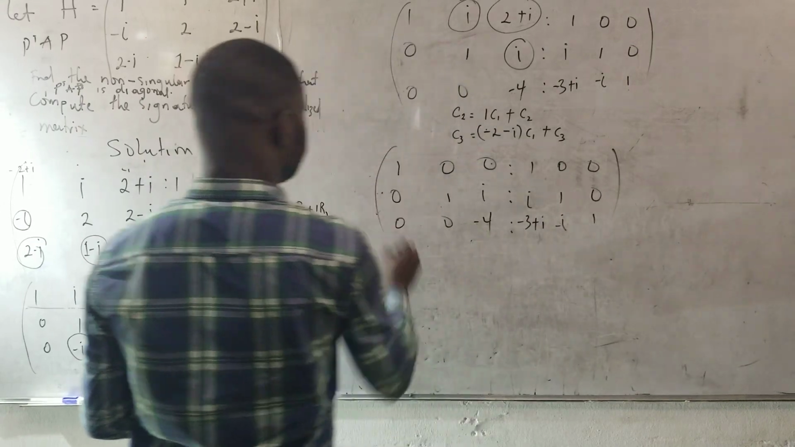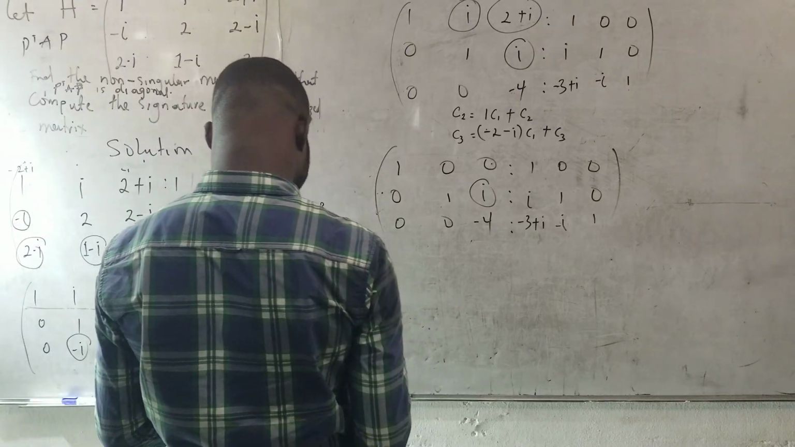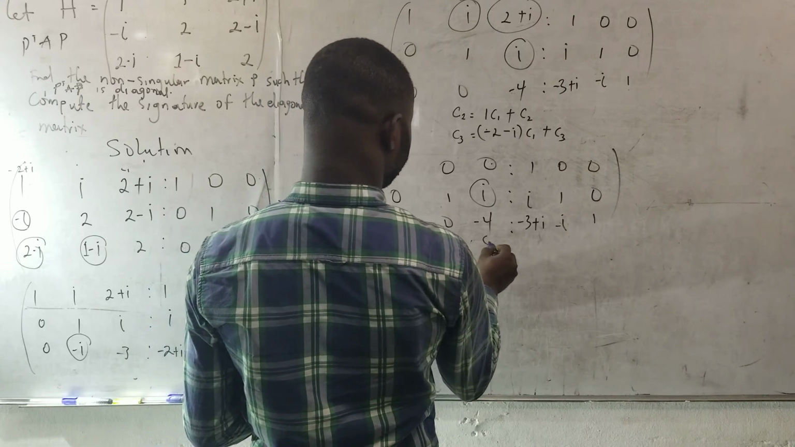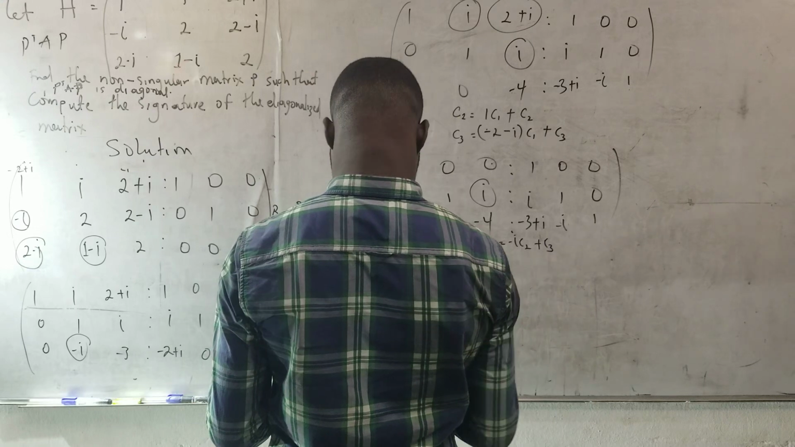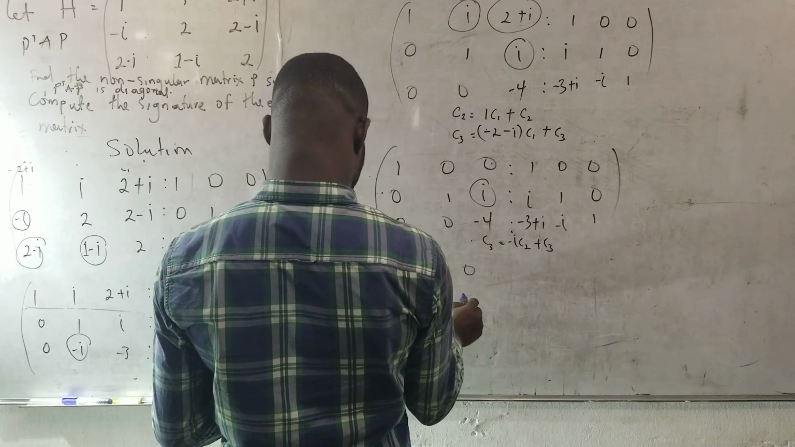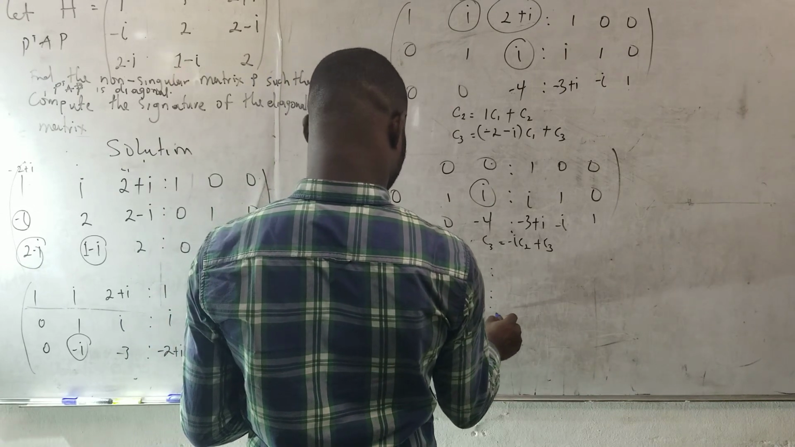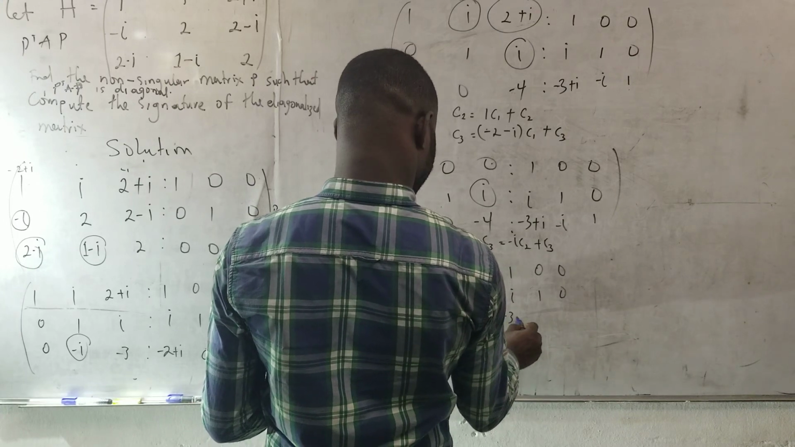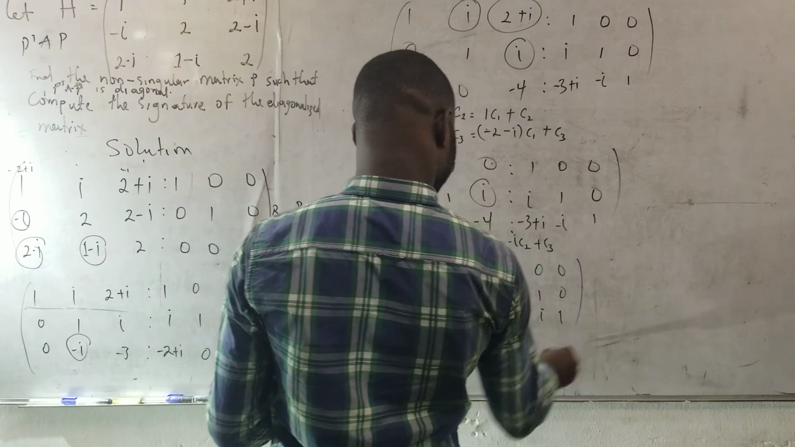Now from this part, I want to turn this to 0. If I want to turn that to 0, it means I'll say my column 3 will be equal to i column 2 plus column 3, which will be equal to 1 0 0, 0 1 0, 0 0 minus 4, and the other matrix will be 1 0 0, i 1 0, minus 3 plus i, and i 1. Now that is what we are going to do.